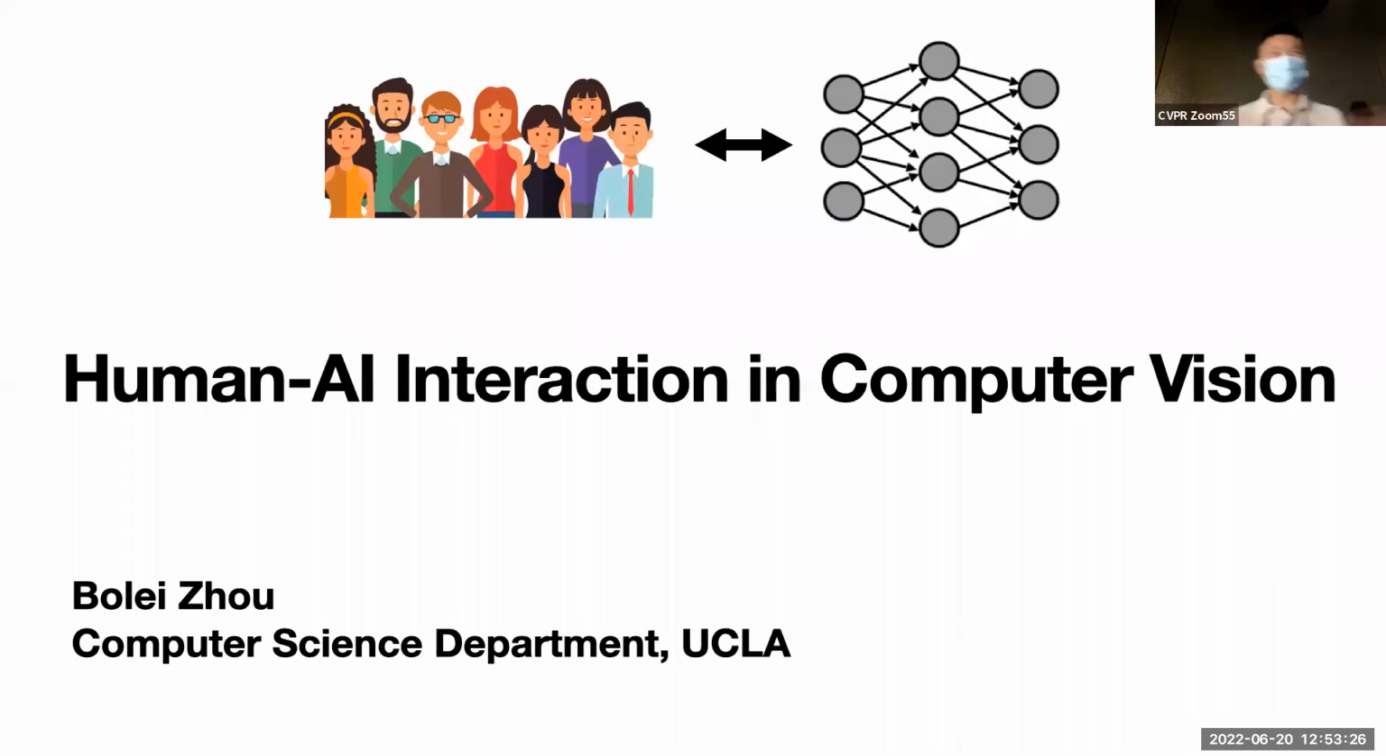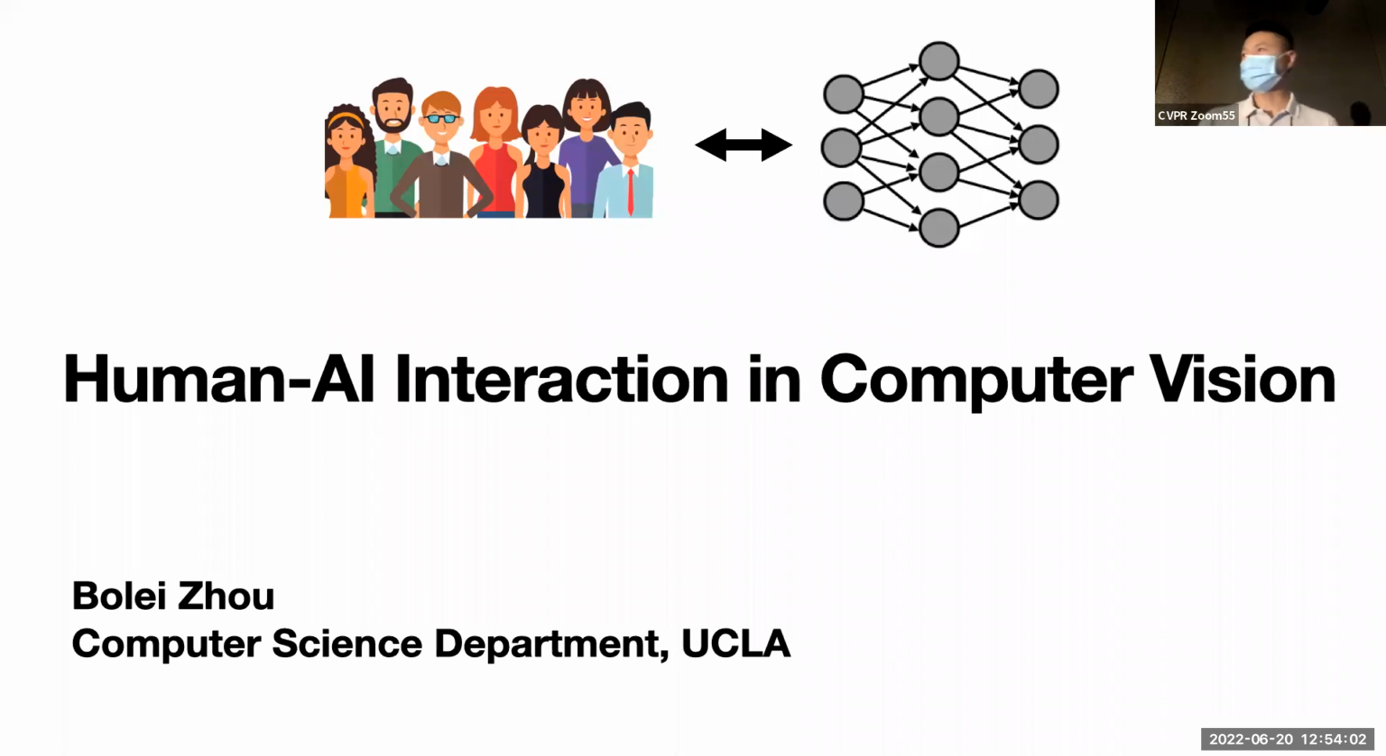Okay, so I will be the second speaker. Let me first introduce myself. I'm Bolei Zhou. I'm an assistant professor at the computer science department, UCLA. I joined UCLA early this year. Before that, I was a faculty member with the Chinese University of Hong Kong. I got my PhD from MIT in 2018. My research is on computer vision and machine learning. I've done many different works from visual scene understanding to recent generative modeling and machine autonomy.